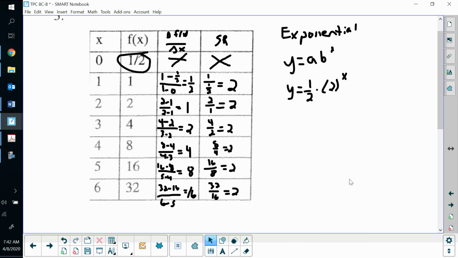So for the practice problems, you'll have 3 of these to do. Again, you've got to fill out the entire tables, decide if it's exponential or linear, and then find the equation that goes with it.